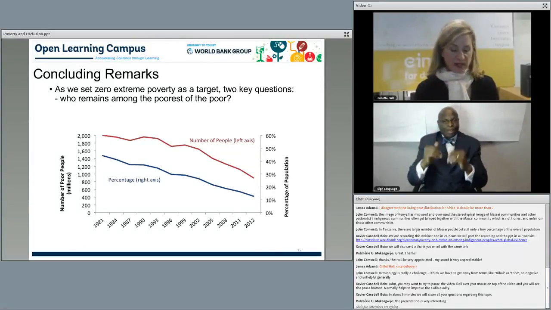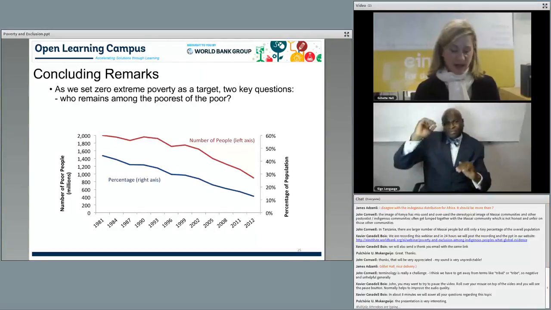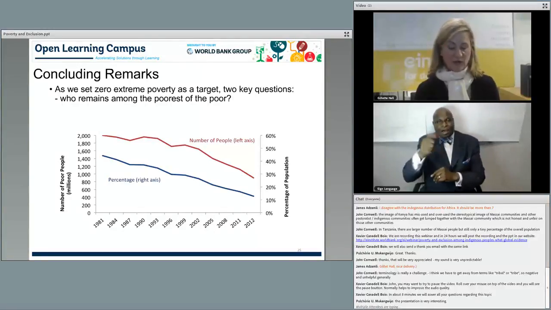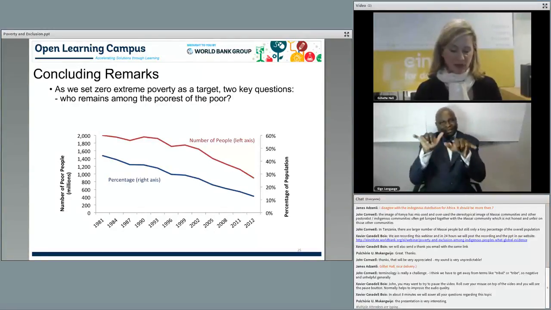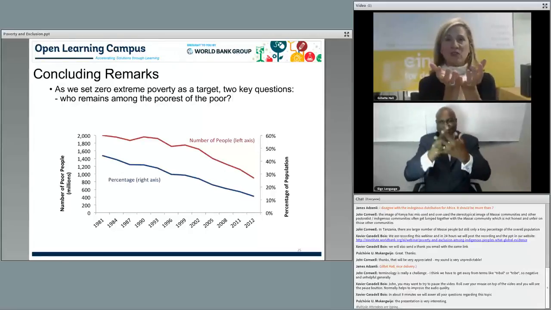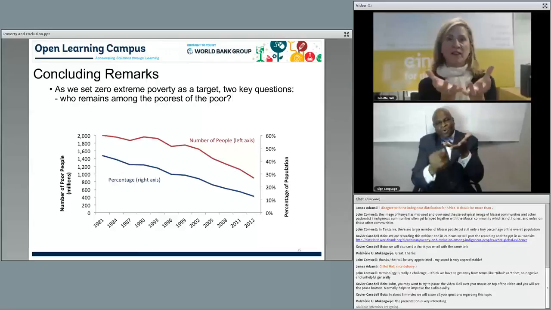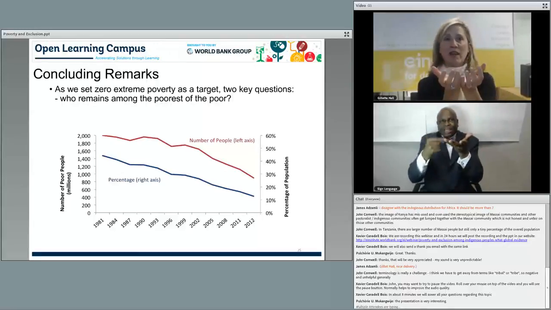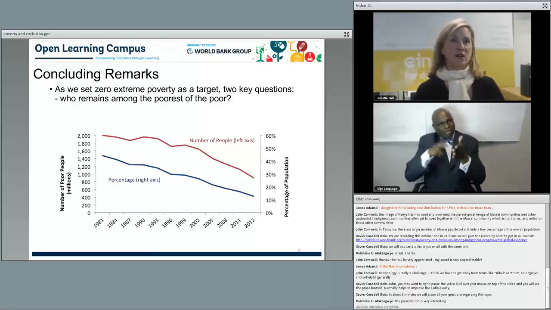Disproportionately and increasingly, I postulate that Indigenous and other excluded groups will remain among the extreme poor. So I visualize it as a sieve, and I visualize it as who's falling through that sieve out of poverty relatively easily, and who remains, and why do they remain. And to me, that is a key research agenda going forward.